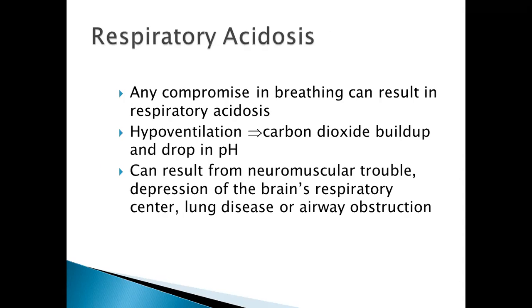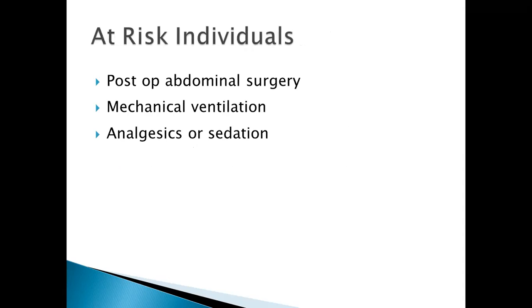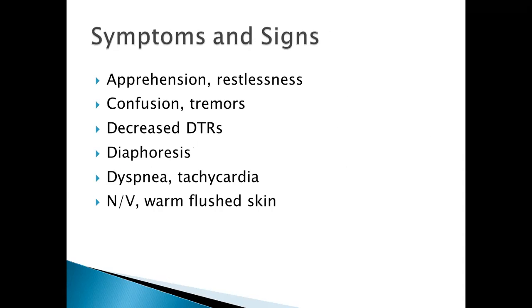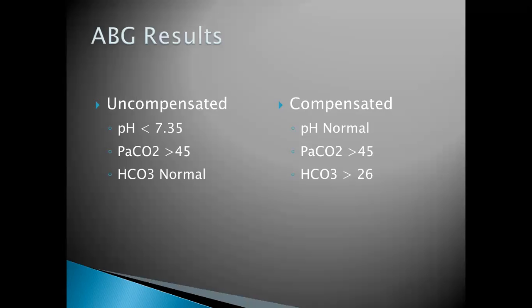Respiratory acidosis. Any compromise in breathing can result in respiratory acidosis. Hypoventilation will lead to CO2 buildup and a drop in pH. It can result from neuromuscular blockade, CNS depression, lung disease, airway obstruction, or any chest wall or muscle pathology. At-risk individuals are post-op abdominal surgery patients, those that are mechanically ventilated, and those that have been given analgesics or sedatives. Symptoms and signs: apprehension, restlessness, confusion, tremors, decreased deep tendon reflexes, diaphoresis, dyspnea, tachycardia, nausea, vomiting, warm skin.